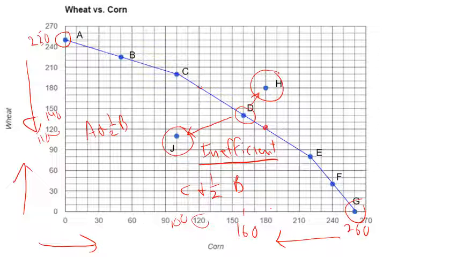Another way to reach point J is to have resources that are unemployed. Let some land lie fallow. The economy will produce 100 bushels of corn and 110 bushels of wheat if it uses B to grow corn, and C and 1/4 acre of A to grow wheat. We're going to let 3/4 of A lie fallow. That would put us at point J, but again we have less than the maximum amount of output.